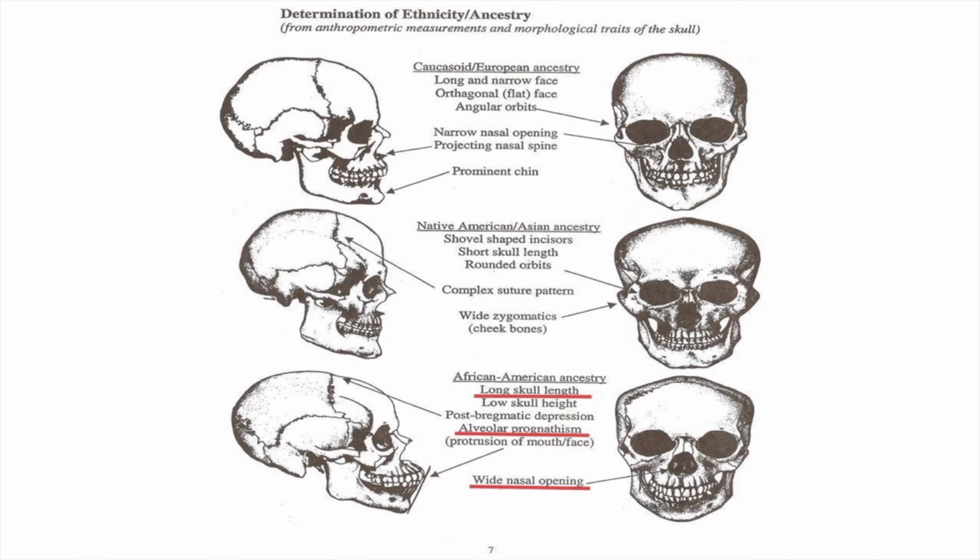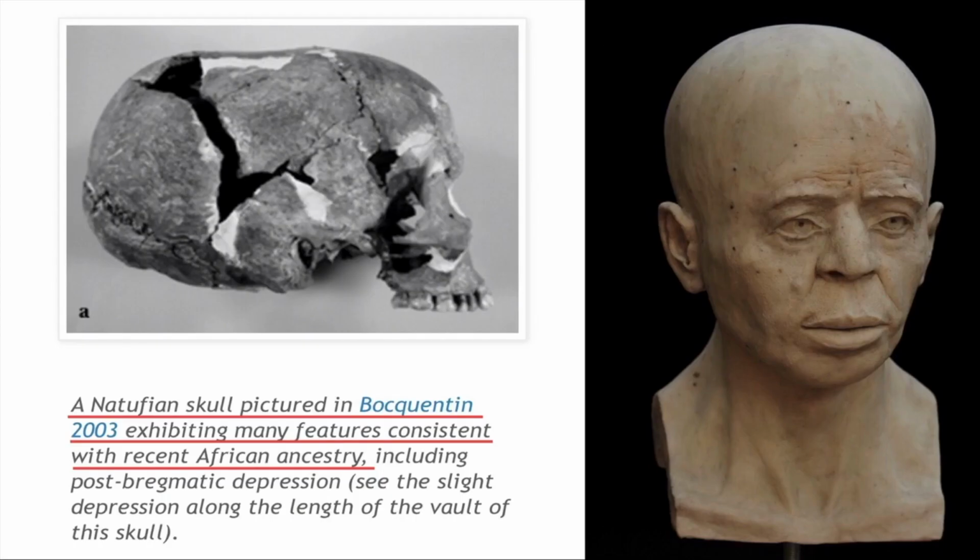All of this basically fits the so-called Negroid phenotype, and he even said that they were Negroid. But just to fully show you what it looks like, they have a wide nasal opening, prognathism, and long skull length. That's the Negroid phenotype. They also classify the African American phenotype as well. But a Natufian skull pictured in Bocquentin 2003 exhibits many features consistent with recent African ancestry. So as you can see on the left-hand side of the screen, this is a Natufian skull, and he's basically saying that the skull shows a type of recent African ancestry within the Natufians.